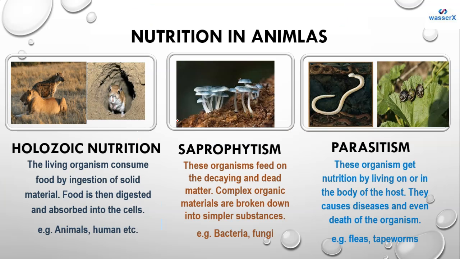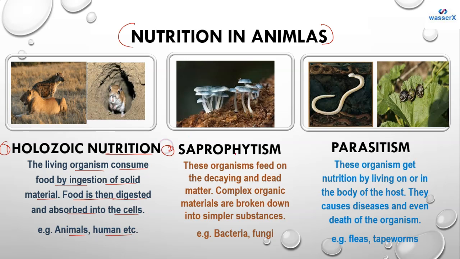So let me take you further now, students. We have the next one, nutrition in animals. It is basically of three types. The first one is holozoic nutrition. Holozoic nutrition is a kind of nutrition in which the living organism consumes food by ingestion of solid material. The food is then digested and absorbed into the cells. Examples are animals and humans, which come in the same category, right?